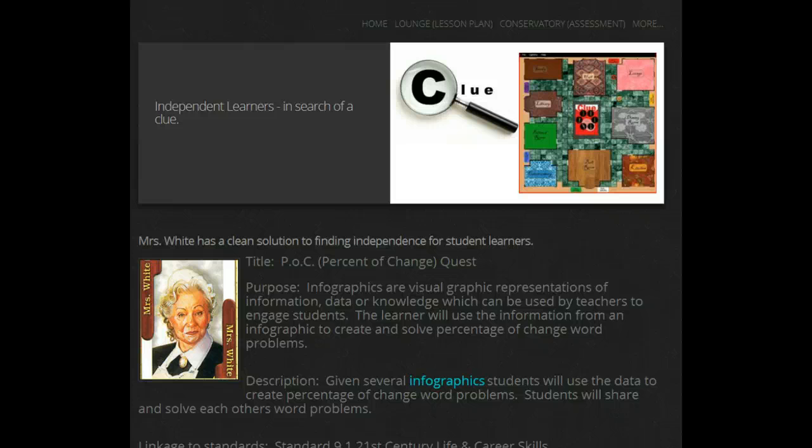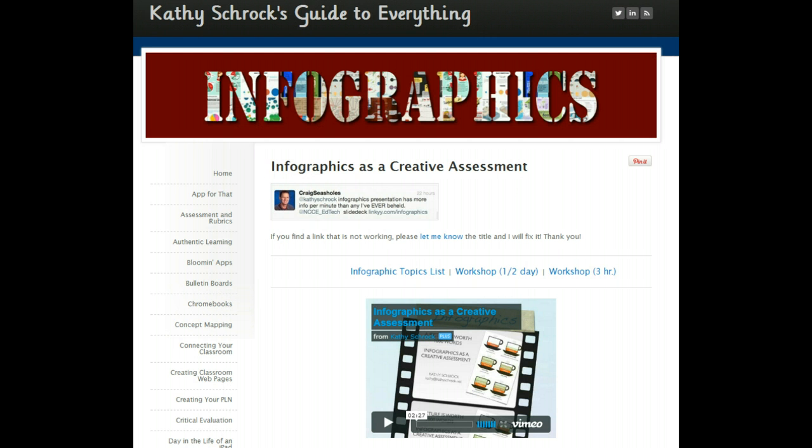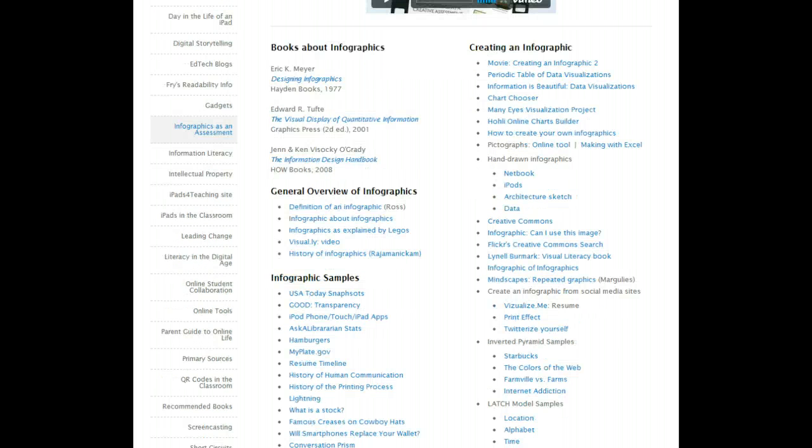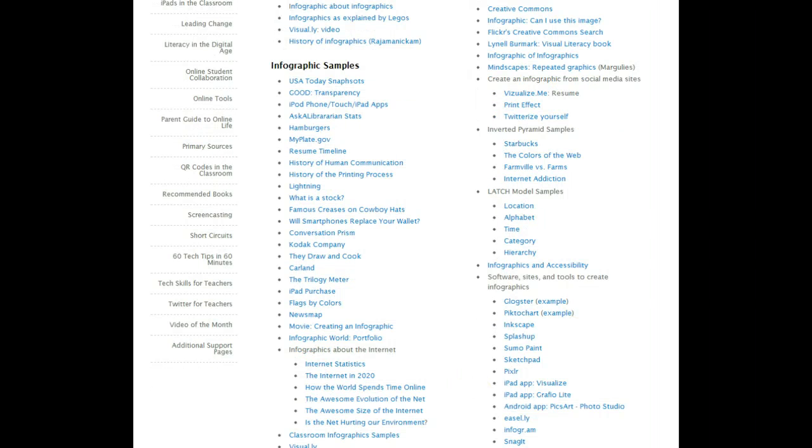In the dining room, Mrs. White has a clean solution to finding independence for student learners. Infographics are visual graphic representations of information, data, or knowledge which can be used by teachers to engage students. The learner will use the information from an infographic to create and solve percentage of change word problems. On Kathy Schrock's Guide to Everything website, she has some wonderful information about infographics. She has lots of samples as well as many uses on how to use infographics within her site.